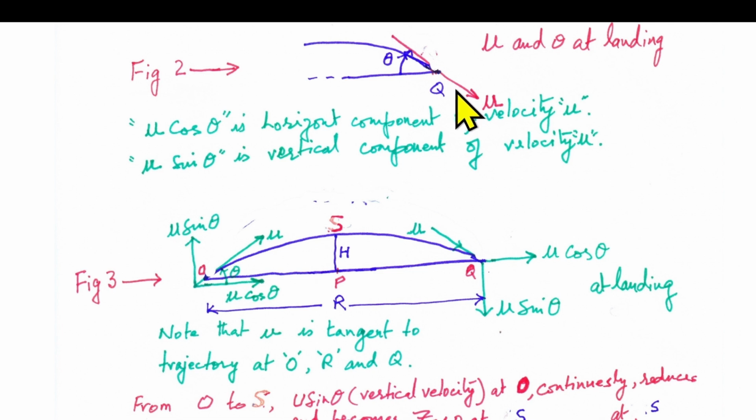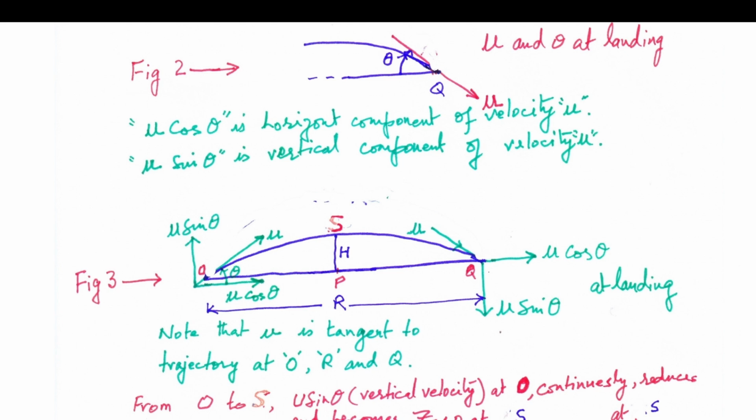From O to R, u sine theta is vertical velocity at O upwards continuously reduces and becomes 0 at R. From R to Q, vertical velocity increases from 0 to minus u sine theta at Q. Negative sign is due to reversal of the direction because velocity is a vector quantity.